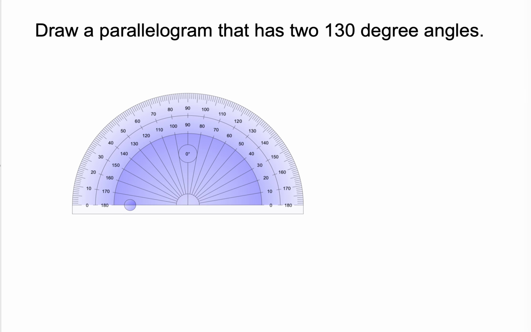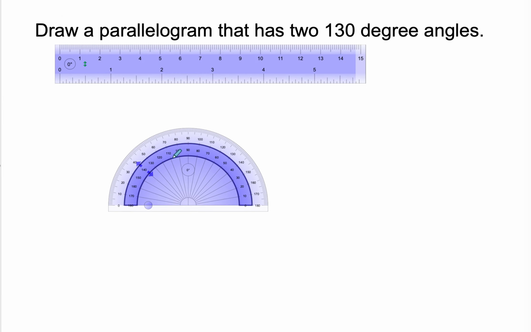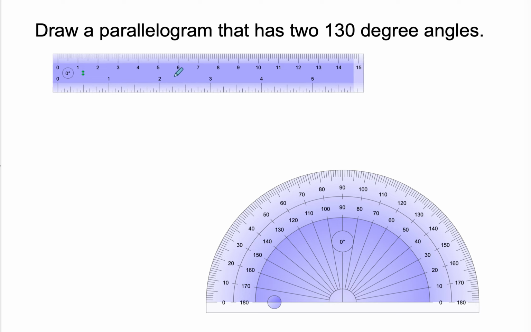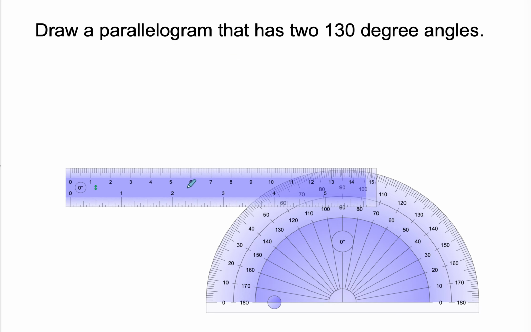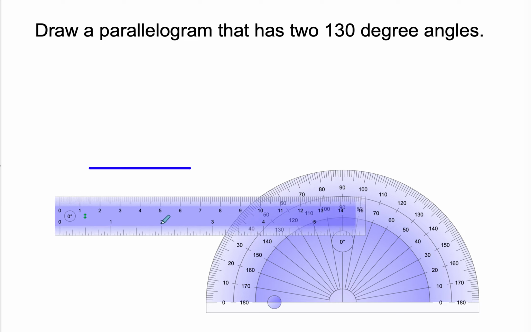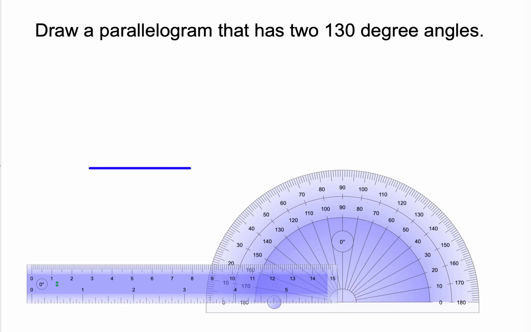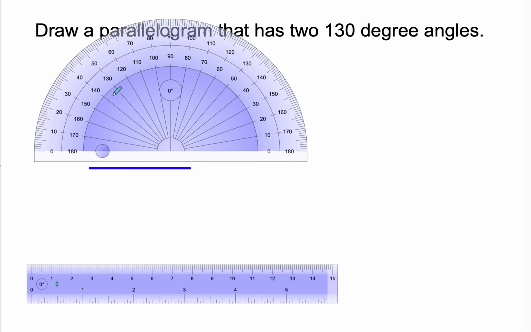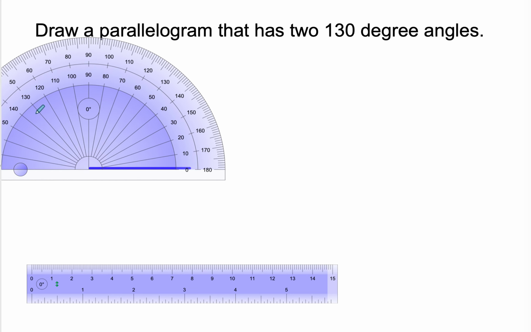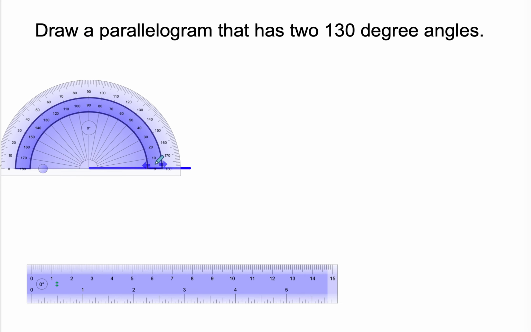Okay, last one. Go ahead and pause the video and try this one on your own. All right, let's go ahead and get started. I'm going to move my protractor. I'm going to use my ruler. Parallelogram, 2 130-degree angles. First line, it doesn't matter how long it is. Make it however long you want. Okay, then I need to do 130-degree angles. So I'm going to go to the right side. All right, I'm actually going to make this a little smaller.